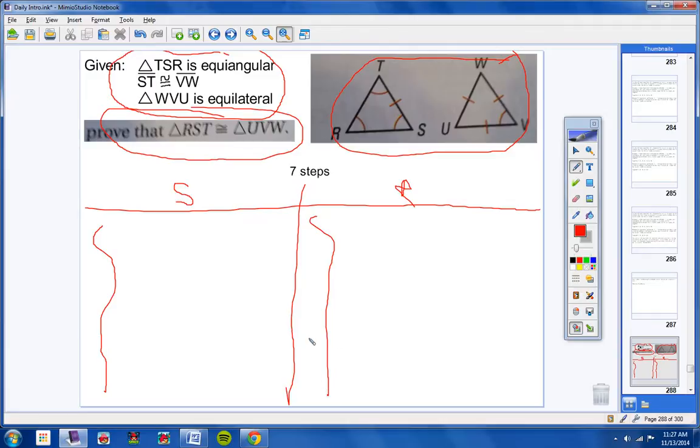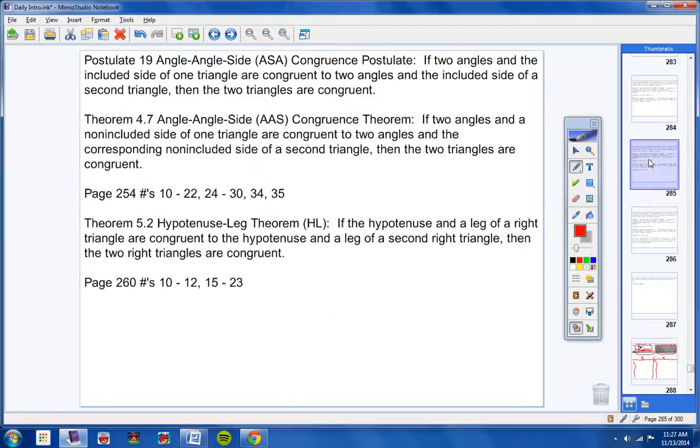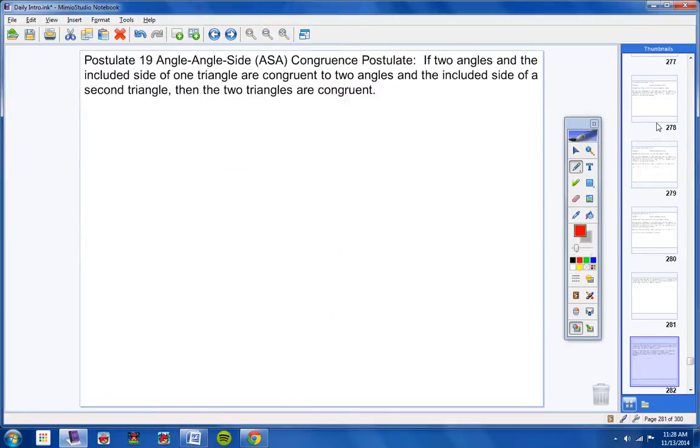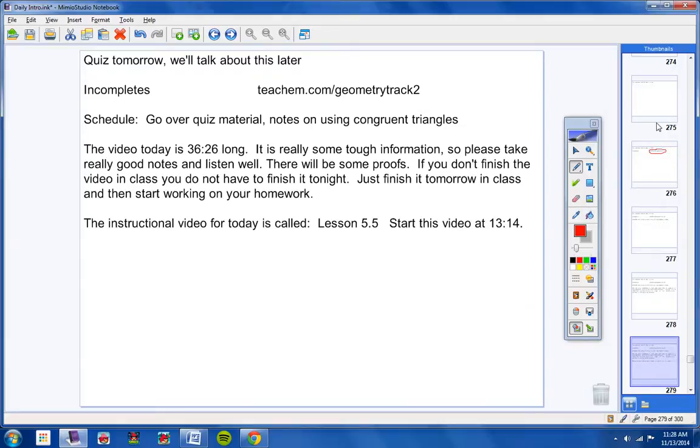Now, when this is done, then go ahead, Mr. Hamill, and start the video for today, which is lesson, I believe I said what? Lesson 5.5, started at the 13:14 mark, okay?